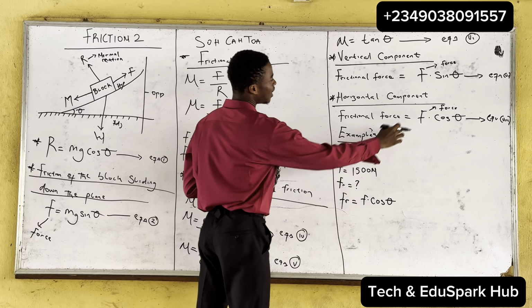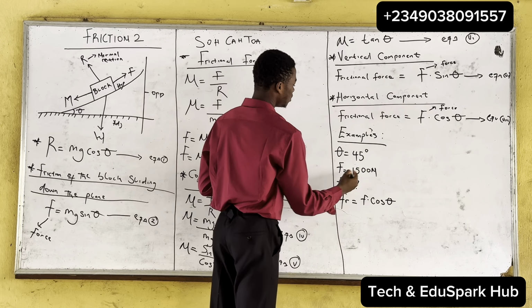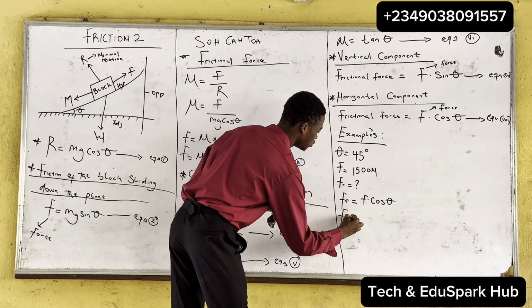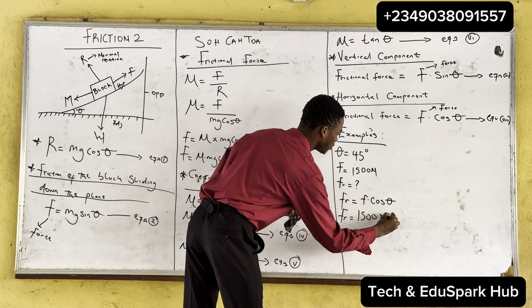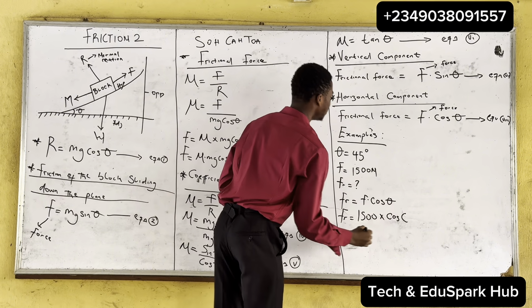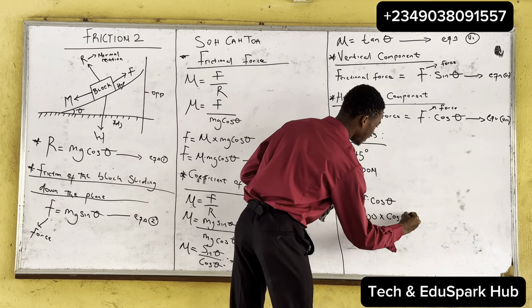So in this case, our F is force, so we have our frictional force equal to the force, which is 1500, multiplied by cos of the angle theta given. The angle that we are given is 45 degrees.